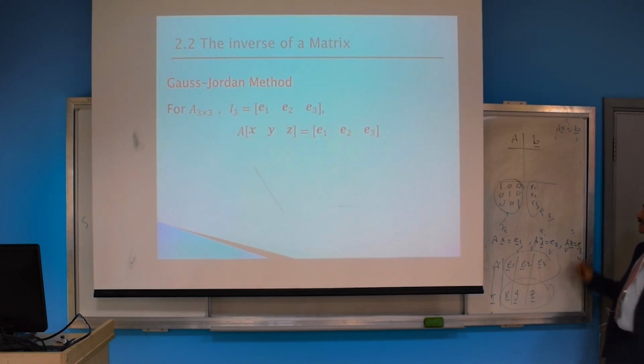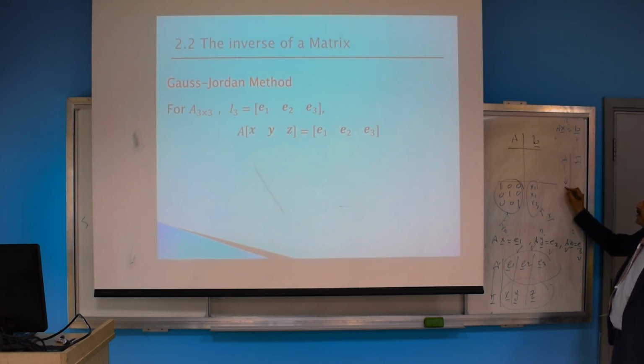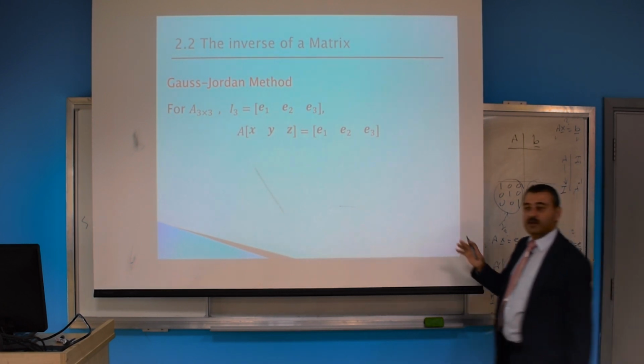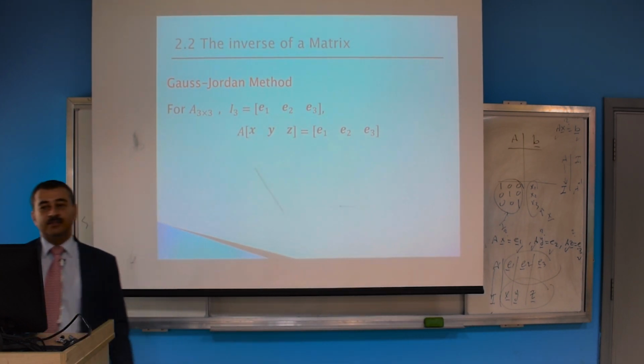So you can summarize that. You write simply A augmented with I. Do row operation. This guy reaches I. This guy reaches the inverse of A. So we find a way to get the inverse using reduction.